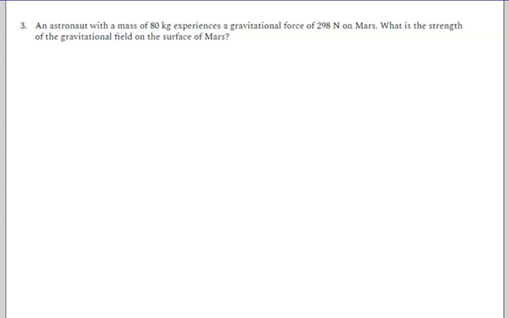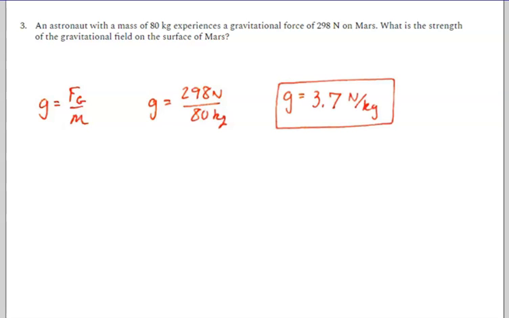For number 3, an astronaut with a mass of 80 kilograms experiences a gravitational force of 298 newtons on Mars. What is the gravitational field on the surface of Mars? So to find the gravitational field, we're going to do the weight of the astronaut divided by his mass. So we have 298 divided by 80, which is 3.7 newtons per kilogram.